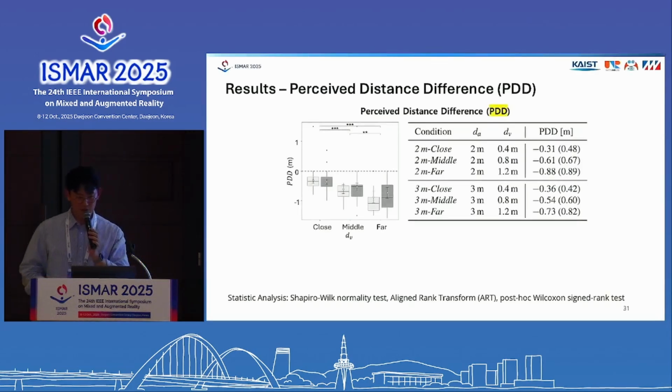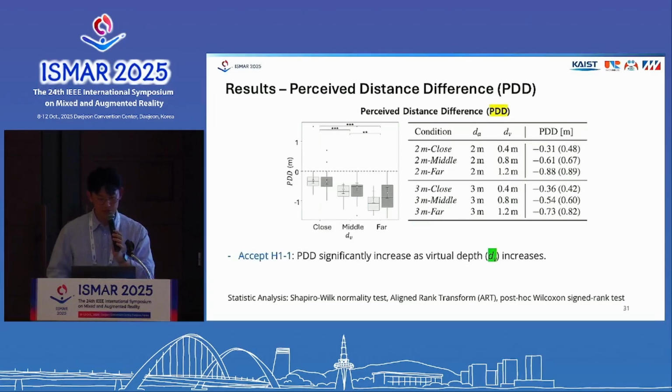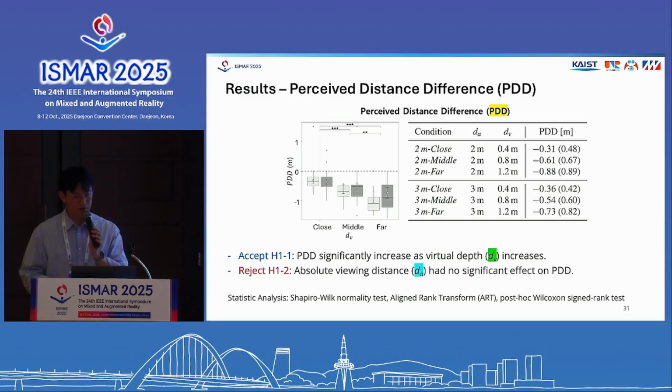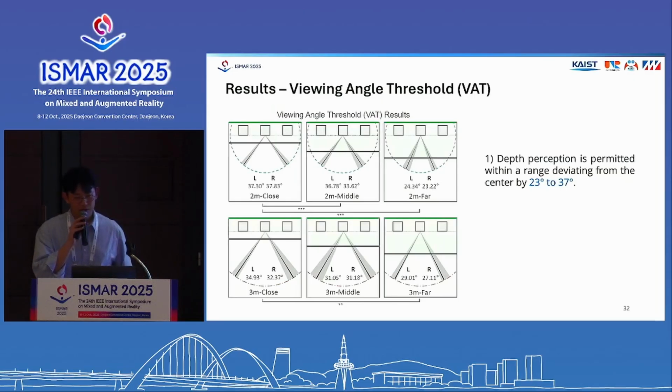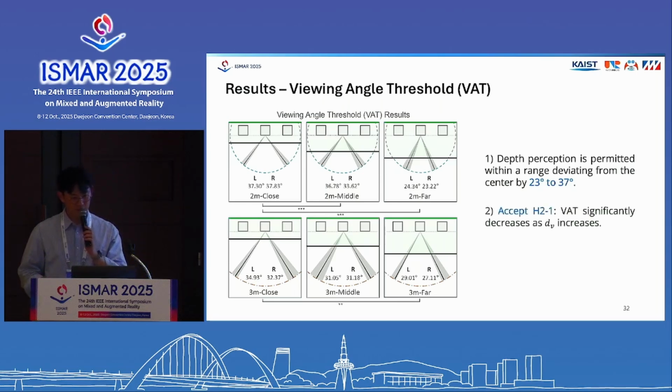So the results. For the perceived distance difference, we accept the first hypothesis, that perceived distance difference increases as the virtual depth increases. We reject the second hypothesis, as the absolute viewing distance had no significant effect on PDD. For the viewing angle threshold, depth perception is permitted within a range deviating from the center by 23 degrees to 37 degrees. We accept the first hypothesis, that the VAT significantly decreases as dV increases. We rejected the second one, as direction had no significant effect on the viewing angle threshold.